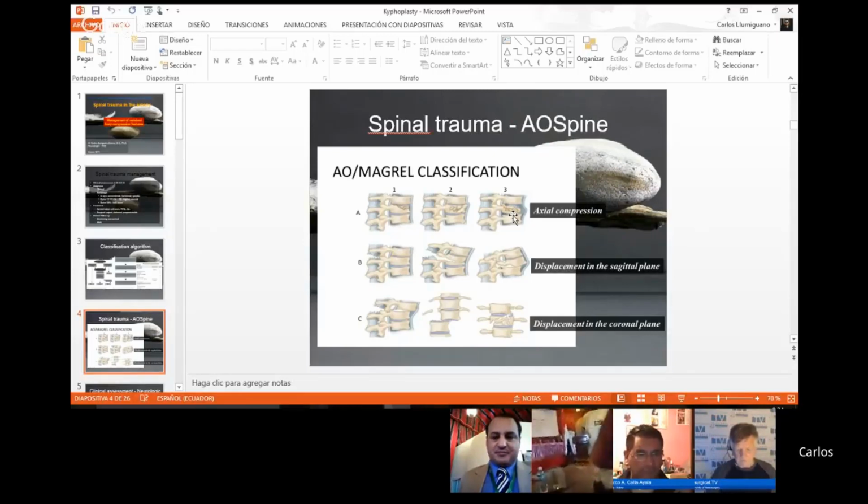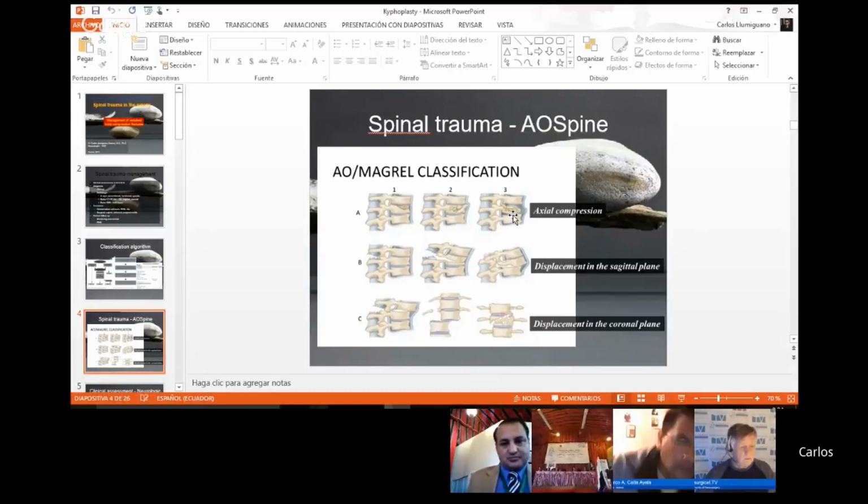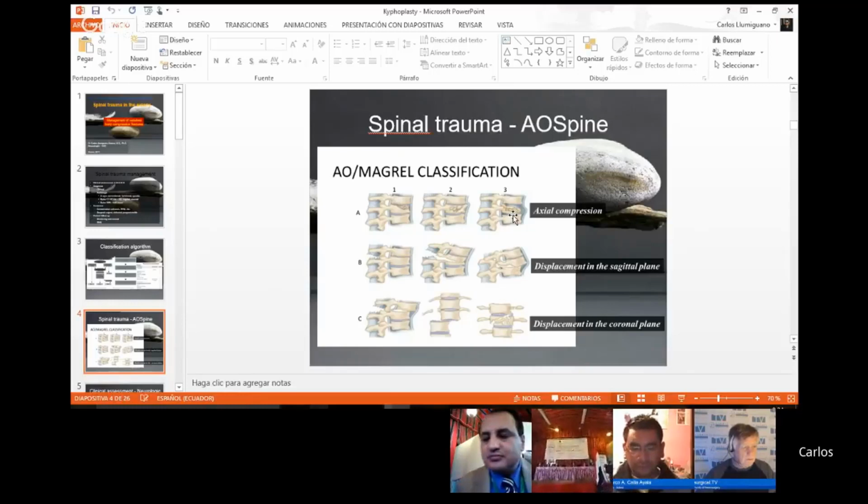A type B fracture is essentially characterized by displacement in a sagittal plane. In these types of fractures, we can have an effect on the anterior and posterior column of the vertebra. In a type C, we can have a displacement in the coronal plane with serious effect on the anterior, medial, and posterior column of the vertebra.